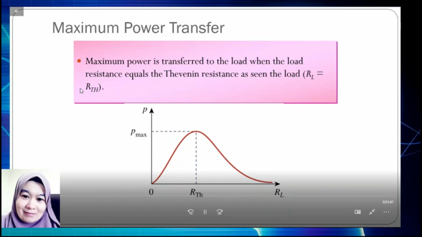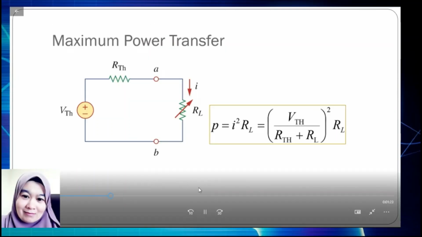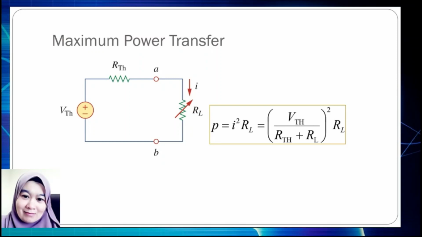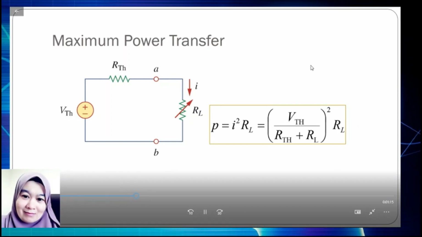Then maximum power transfer. So maximum power is transferred to the load when the load resistance equals the Thevenin resistance. If R load is equal to RTH, this is the meaning of maximum power transfer. The red one is R load. If the value is the same as RTH, this is the place where we have the P max. So this is the equation for the maximum power transfer.